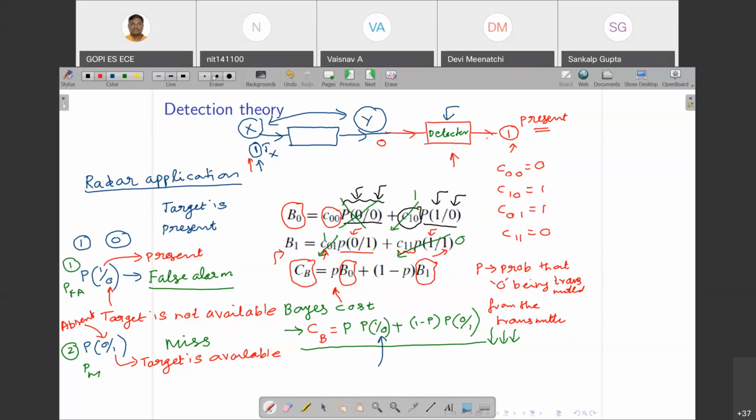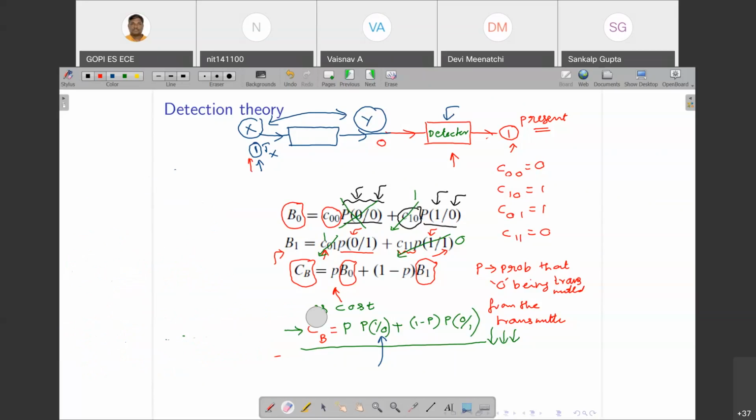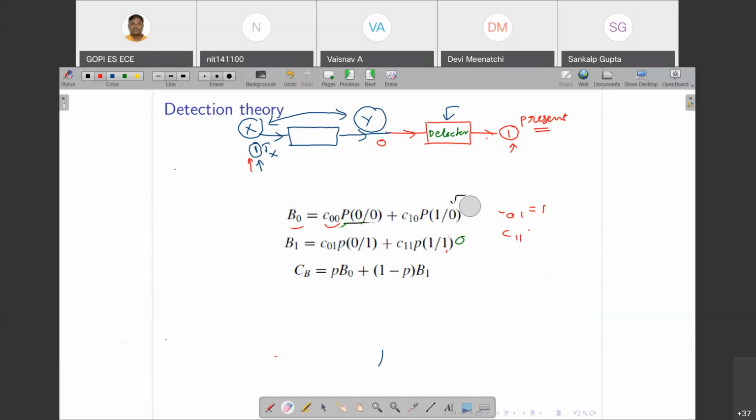I think you will get it a little more clearly if I go for one particular example. So we'll do one example, then it will be still more clear. After that, if you have any questions, I will answer them. Because the example will give you the clarity of what I am actually talking about.